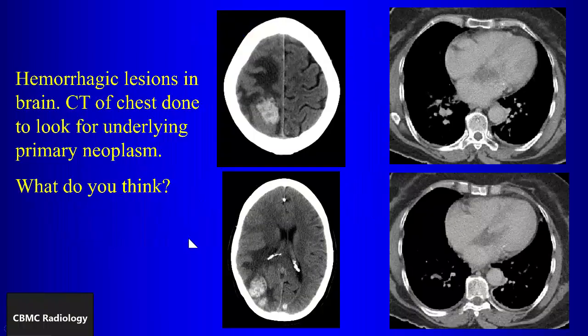Okay? So this person presents with a hemorrhagic lesion in the brain. See that there? CT of the chest was done to look for an underlying primary neoplasm. Those are our images from the chest CT. So who wants to discuss this? What do we have there? Do you see anything on the chest CT images? There's this soft tissue density that appears adherent to the interatrial septum in the left atrium.